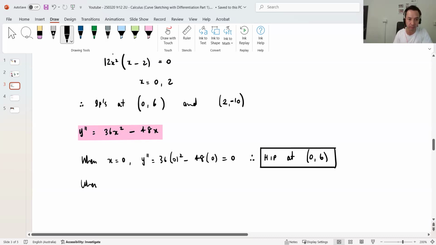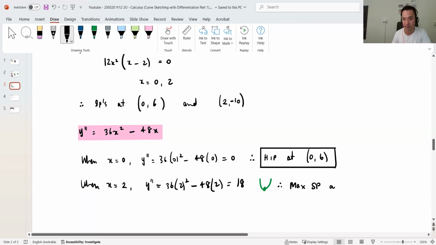So when x equals 2, the second derivative equals 36 times 2 squared minus 48 times 2. Now punch it in the calculator. 36 times 4 minus 48 times 2 gives positive 48. Positive 48 means happy face. Happy face means therefore minimum stationary point at 2, because it's on the bottom. Yeah, minimum. Cool.